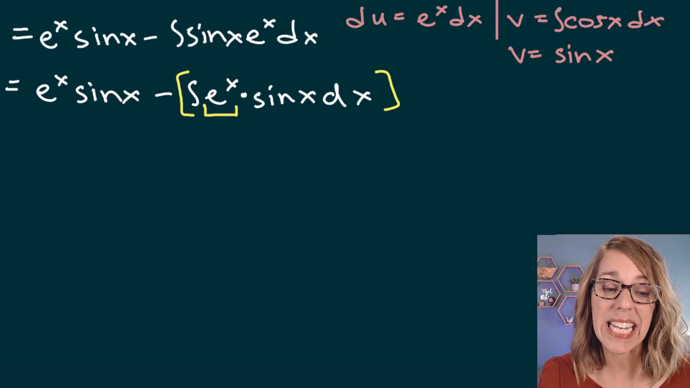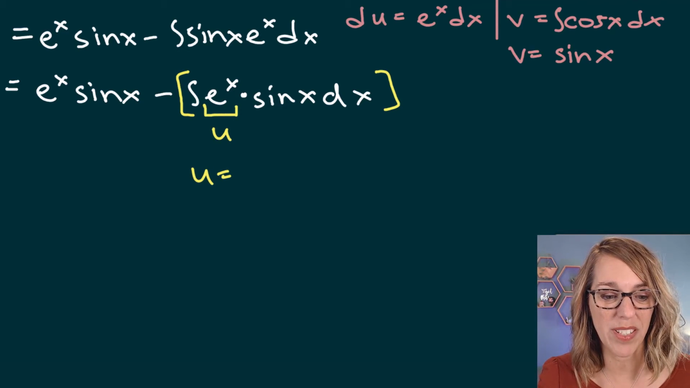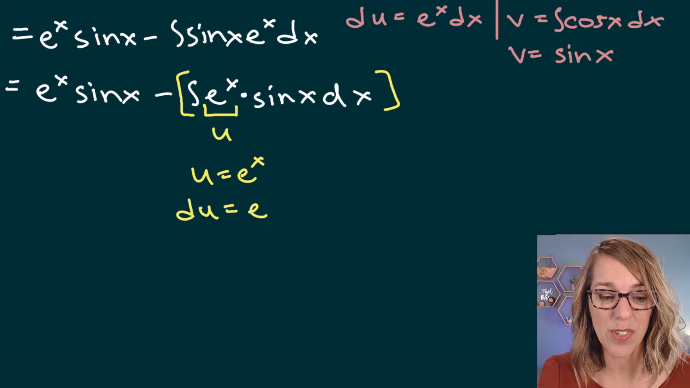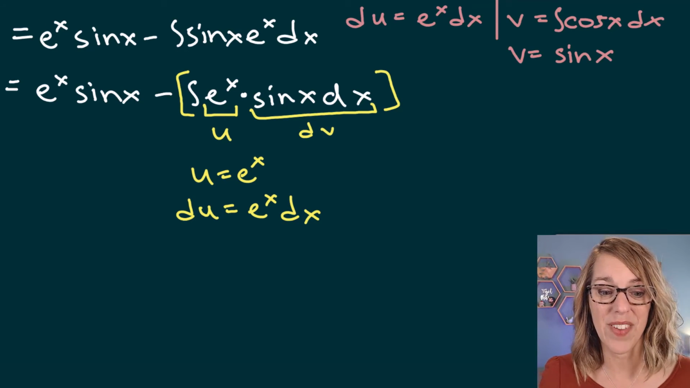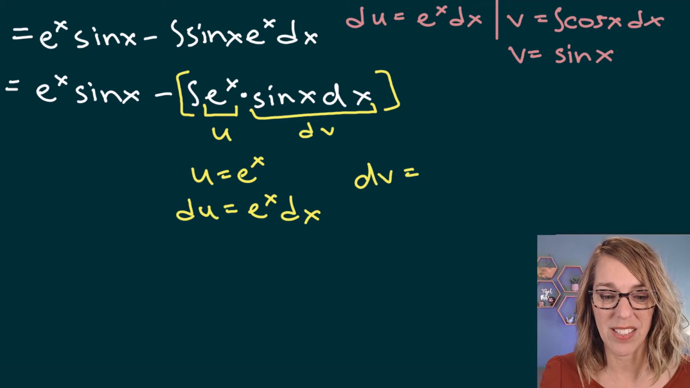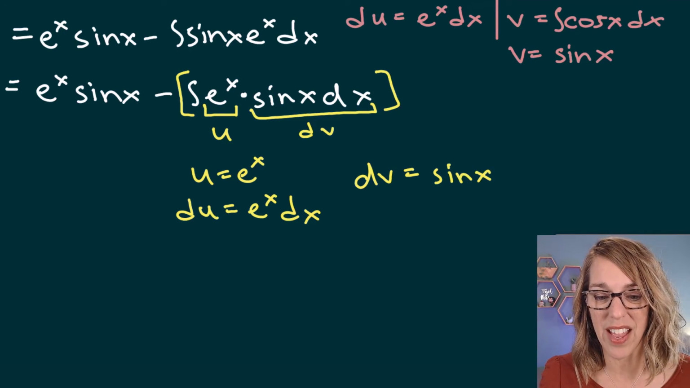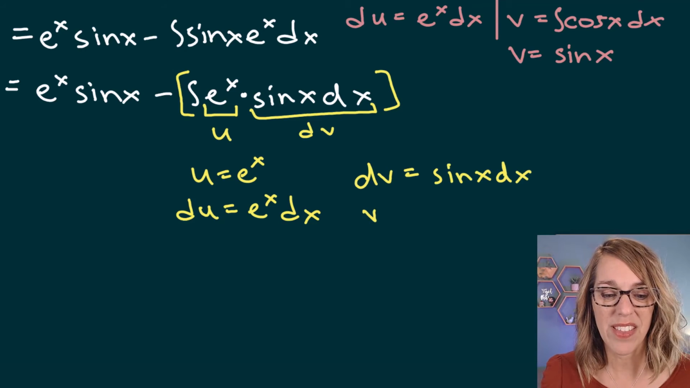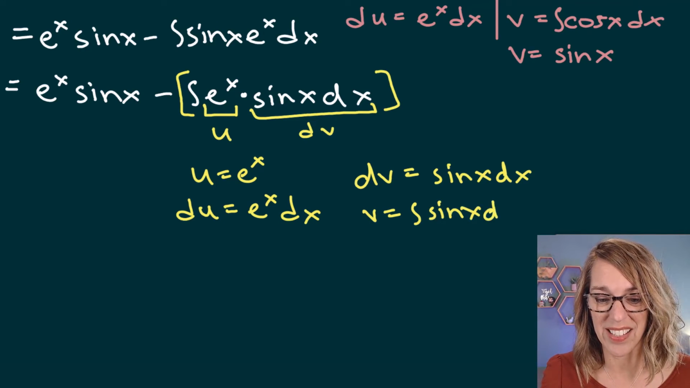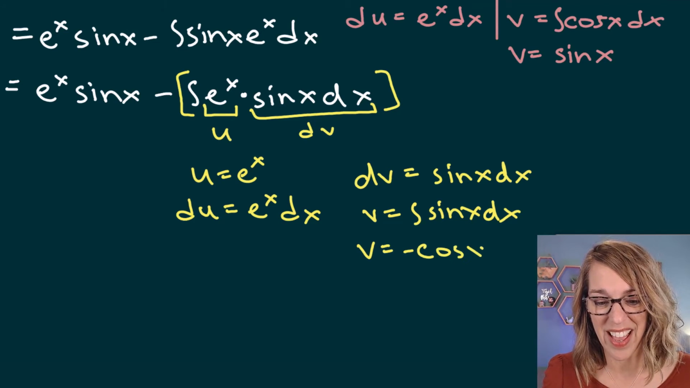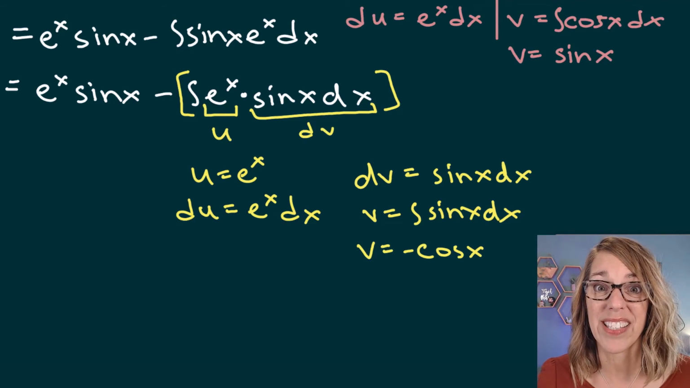So I'm going to assign e to the x to be u. So u is equal to e to the x. I also need its derivative du, which is going to be e to the x dx. That leaves me with everything else to be my dv. So dv is equal to the sine of x dx. V then is equal to the integral of sine x dx, and V is negative cosine x, and I know that there's going to be a plus c.